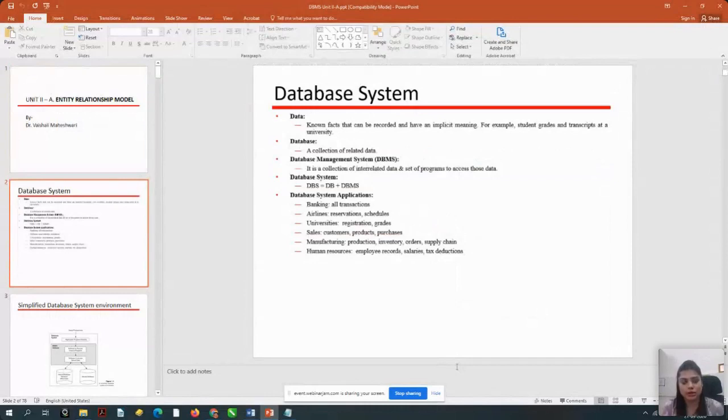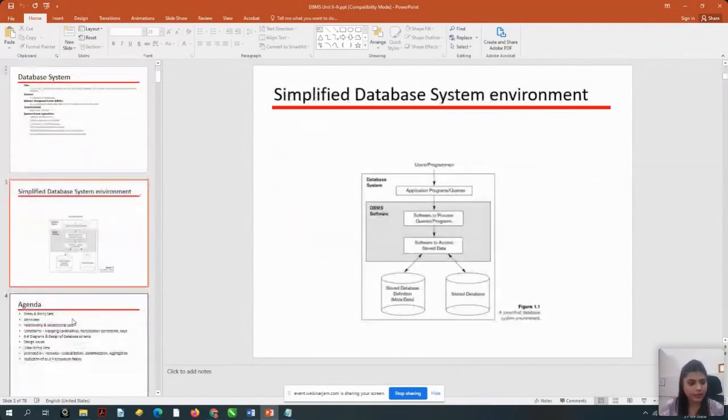For example, suppose your marks are entered somewhere in an Excel sheet. So that becomes the data. And the database is the data of all the students of the entire class. And then comes the role of DBMS to access those interrelated data through some data models, which we are going to discuss today. And databases have applications everywhere, be it banking, airlines, universities, sales, everywhere.